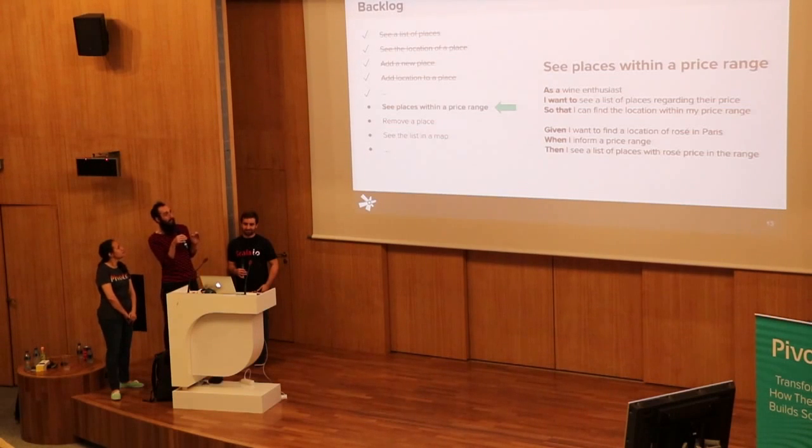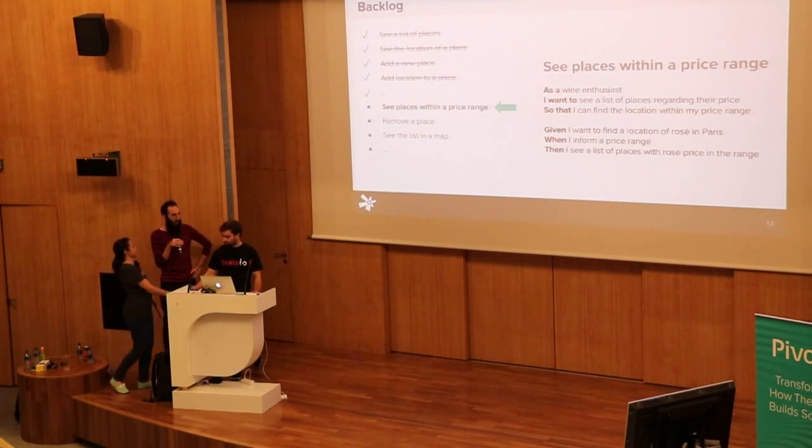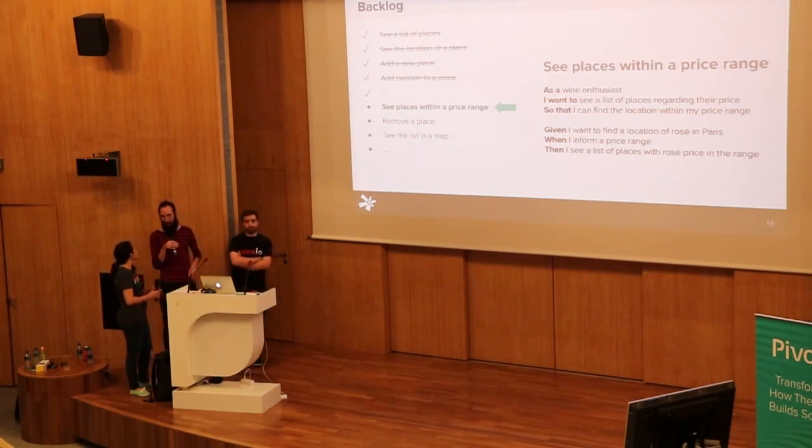So can we now see a list of places regarding their price so that I can specify a price range and start to have the users say what rosé they're looking for within a range? So how does Pivotal continue iterating upon that?